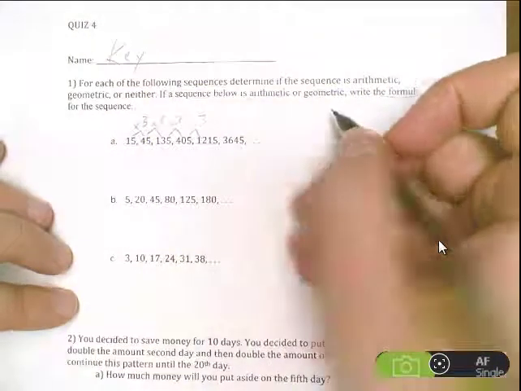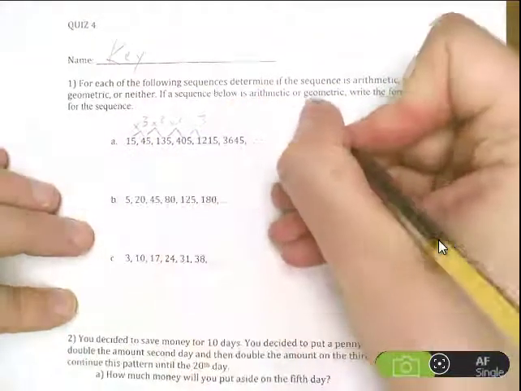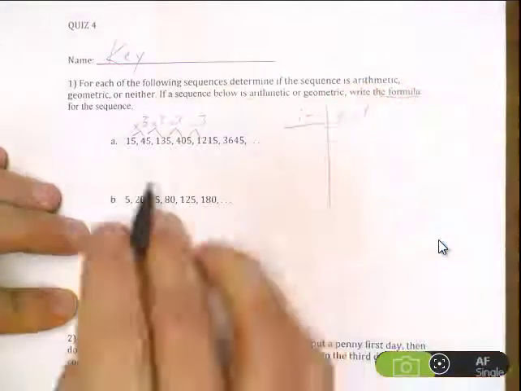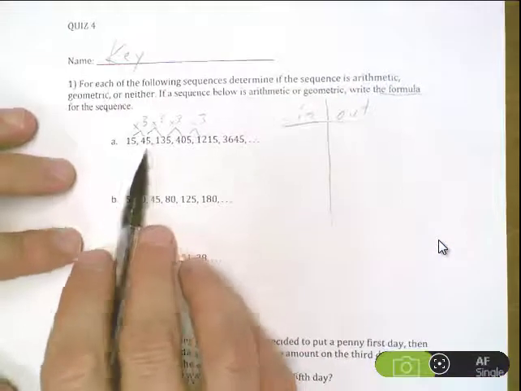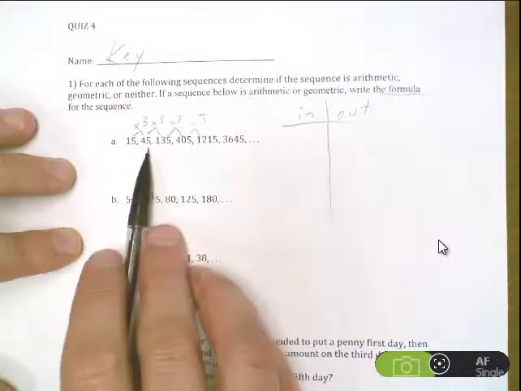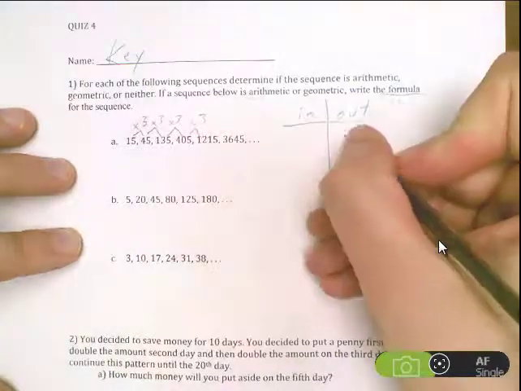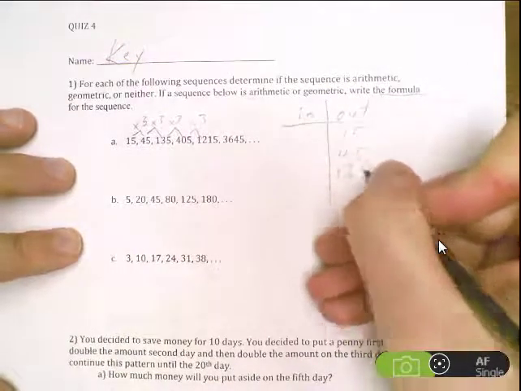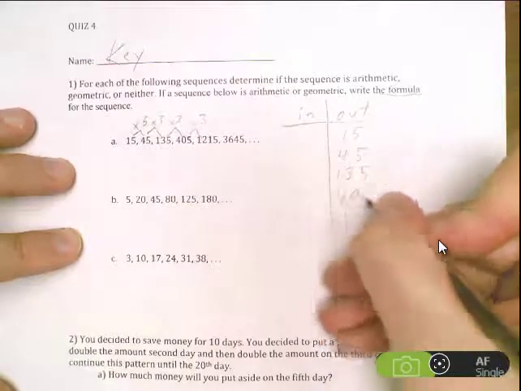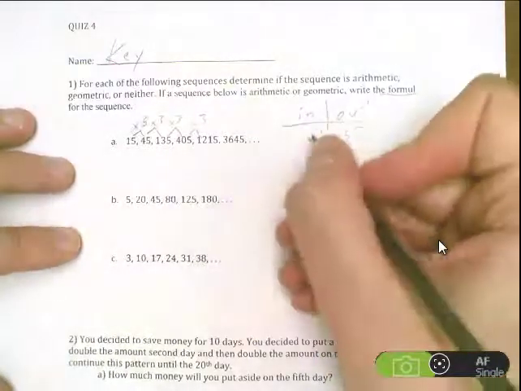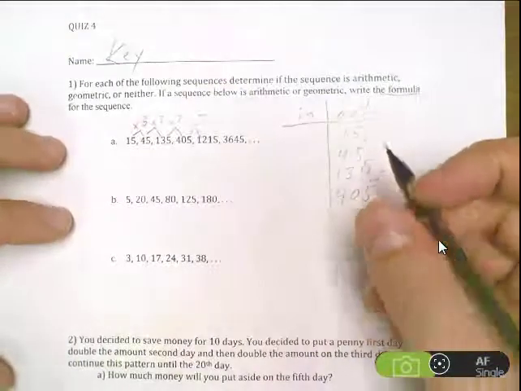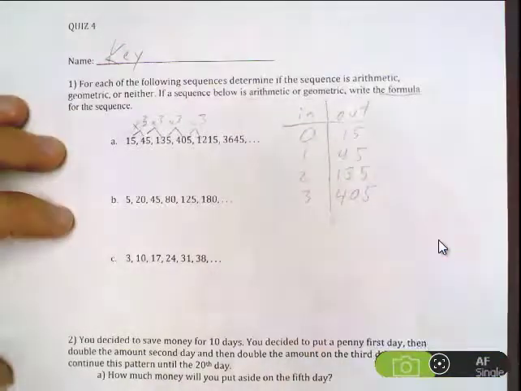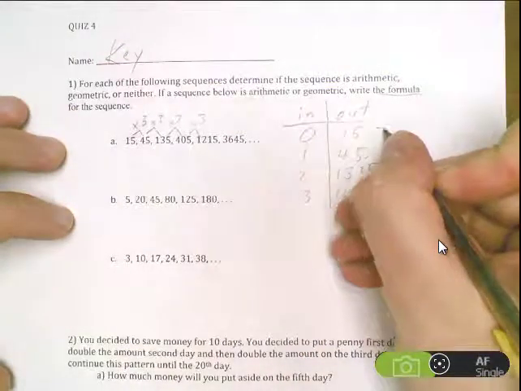Now let's think of this as being a function where we've got input and output. And the easiest way to do a sequence like this is to think of the sequence as being the output. So that'd be 15, 45, 135, 405, etc. Now our input, it's usually easiest if we start with 0. So just go 0, 1, 2, 3. Okay, now think about what's a different way of writing this.